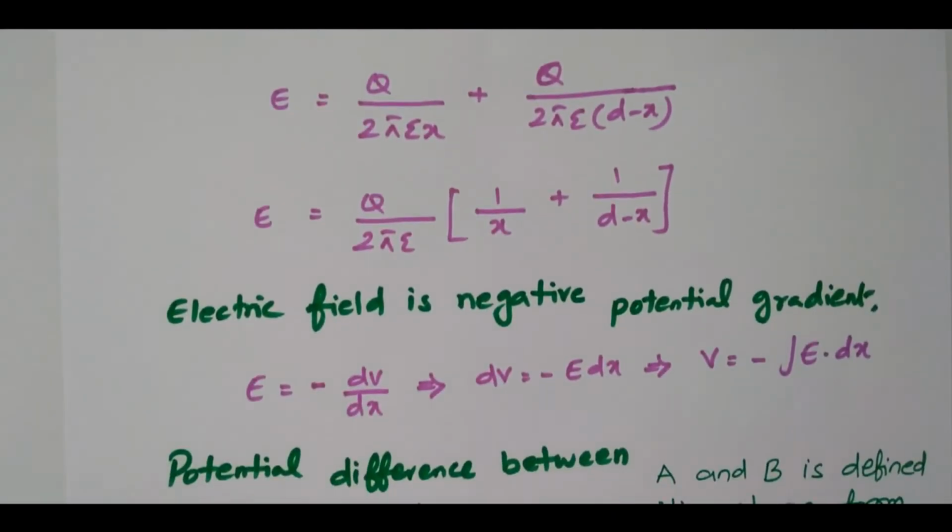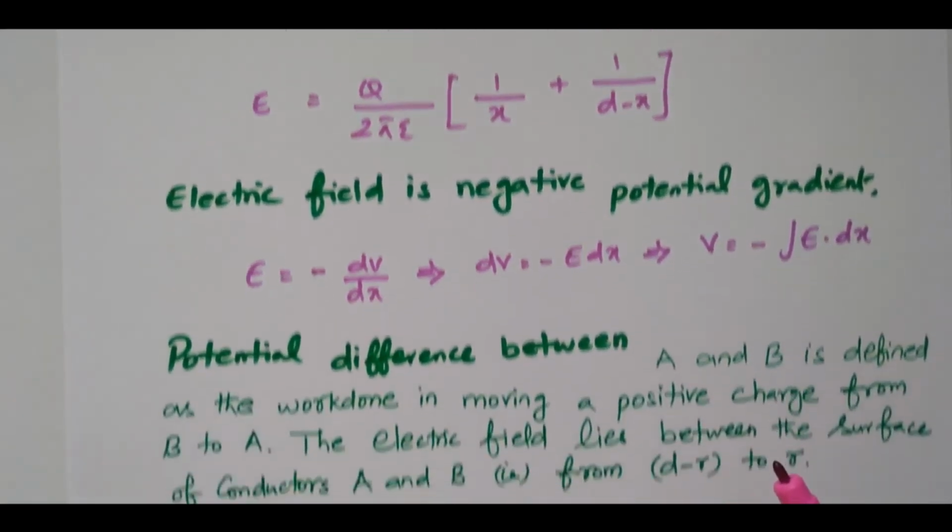Then what is the relation between the electric field and potential? E equal to minus dV by dx. So dV equal to minus E dx. By integrating on both sides, V equal to minus integral E dot dx. This is a standard formula. V equal to minus integral E dot dx. From that we can find the expression for potential.